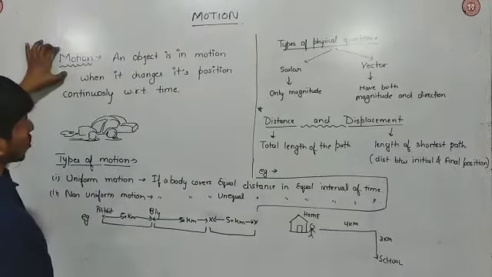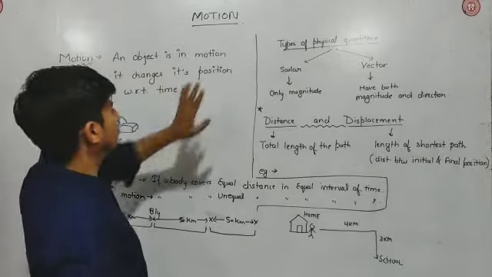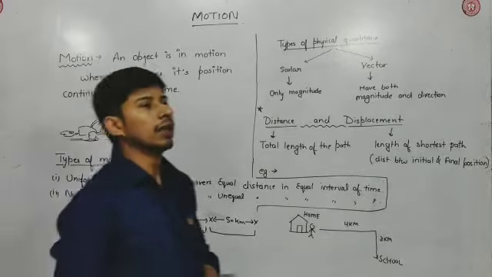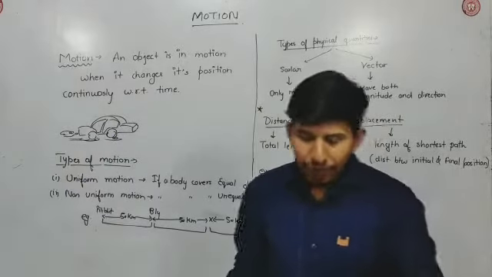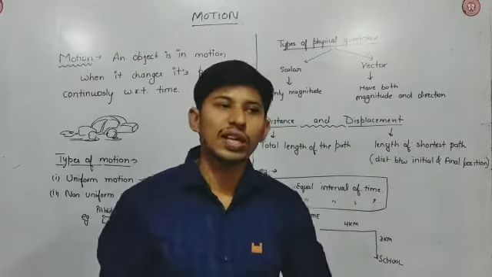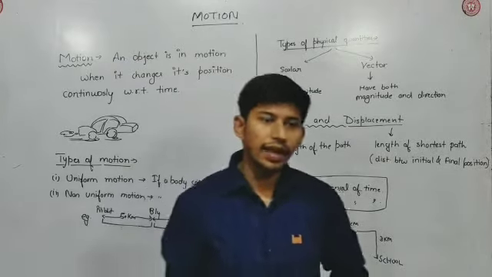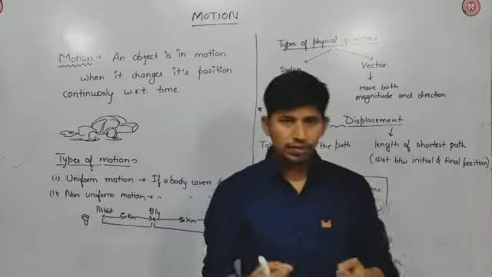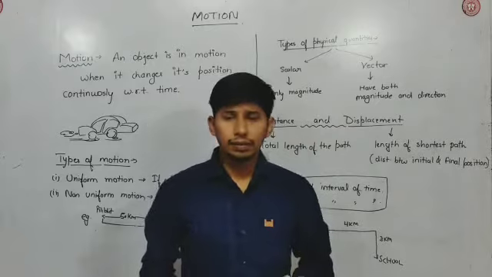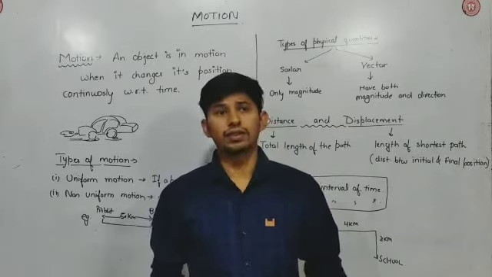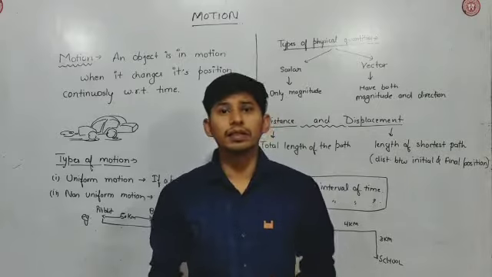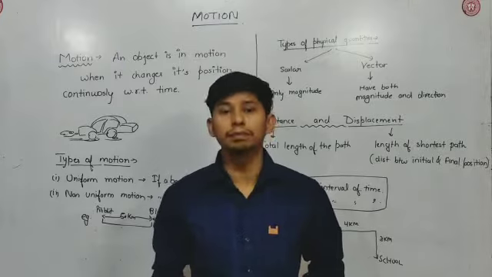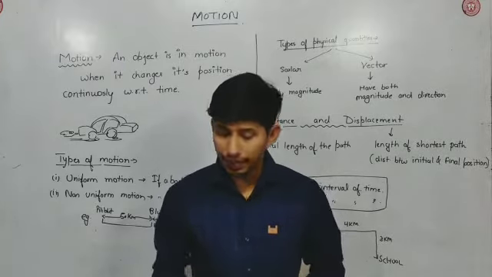Okay, so motion: an object is in motion when it changes its position continuously with respect to time. Means, agar koi object time ke saath saath apni position change kar raha hai, to hum consider karenge that object is in motion. Okay, for example, suppose I'm standing here, and if I'm not moving here and there, after a time interval you are still seeing me here, means my body is not in motion. Okay, time is passing, but my body is remaining at the same position.